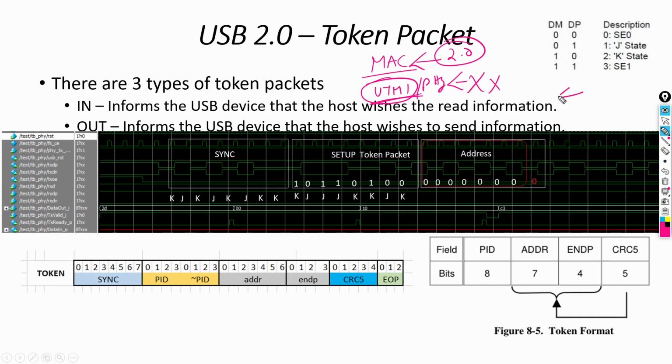Let's say whenever you connect a device, what exactly happens? We'll have device detection. We'll detect what kind of device it is. There are 3 types of device: LS, FS, and HS. Second thing, after device detection, what will you do? Speed negotiation. Third is enumeration.